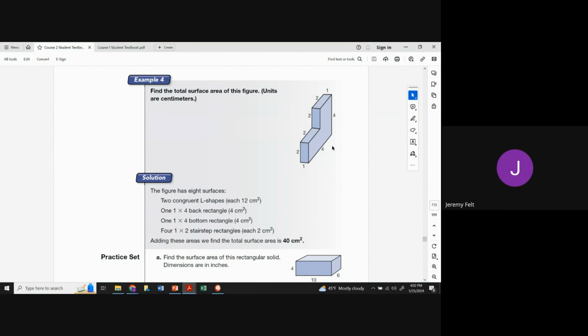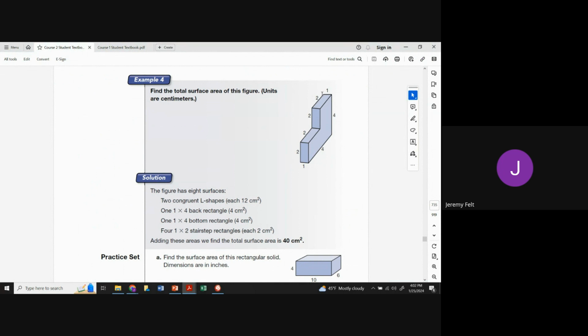So this is 4, this is 2. So we know that if we cut it in half right here, this is going to be 2 by 4. So we can do that to find the area of this section. 2 times 4 is 8. 2 times 2 is 4. 4 plus 8 is 12. So this L shape is 12. It's congruent on the back, so we can just multiply that by 2.